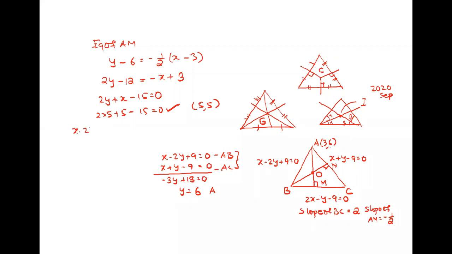AB is x minus 2y plus 9 is equal to 0. And BC is 2x minus y minus 9 equal to 0. Multiply by 2 and subtract it. So this is x and minus 4x will give you minus 3x, minus 2y plus 2y will cancel, 9 minus minus, plus 18. You will get 27, so x equal to 9.